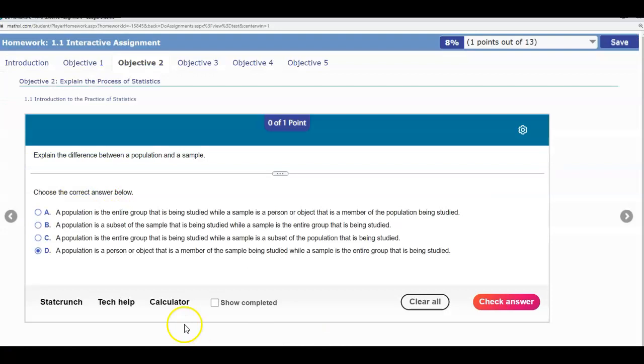So let's go ahead and check. So we're going to come over here and check C to check our answer, and therefore there is our result.